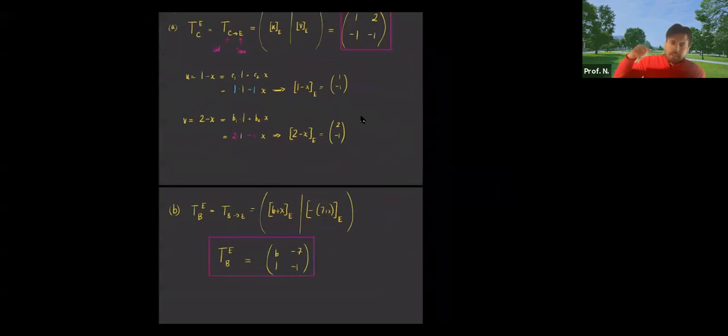So creating a transition matrix from one basis to the standard basis is simply writing out the coefficients. That's how simple it is. Okay, but then what's the issue now?